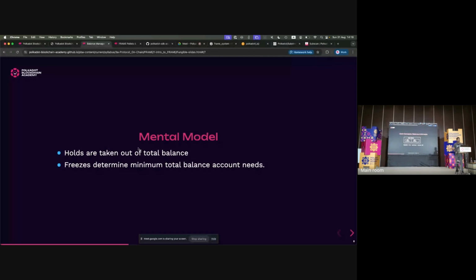Any questions yet? Yeah, okay. I have two questions. Can you hear me now? Yeah. The first one is for the balance trait and the frozen and reserved things. Is it only for DOT or any token?